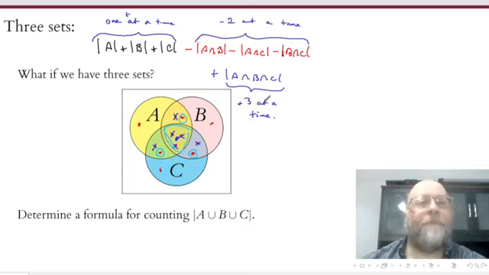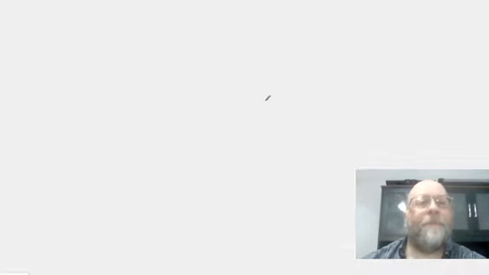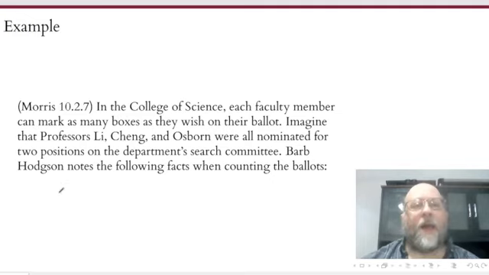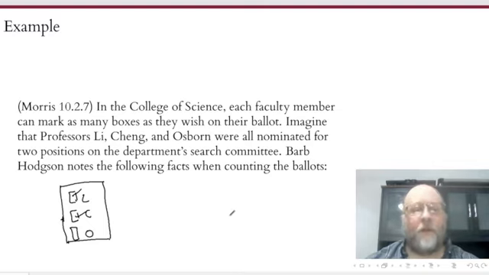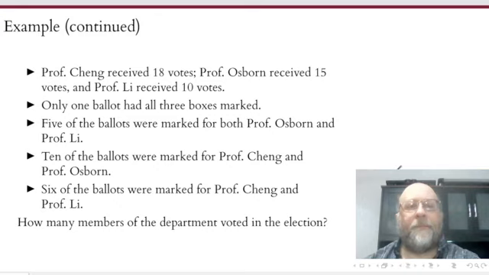All right. So in this example, we have the College of Science. Every faculty member can mark as many boxes as they wish on their ballots. You don't just have to vote for 1. And there are 3 professors that are working on a position on the department search committee: Lee, Chung, and Osborne. And again, faculty can choose more than 1 if they want to choose more than 1 of the candidates. Barb Hodgson notes the following facts. These are on the next slide when counting the ballots.